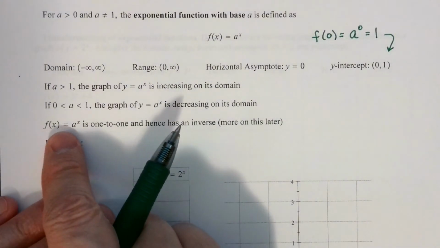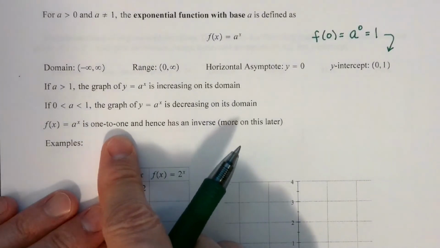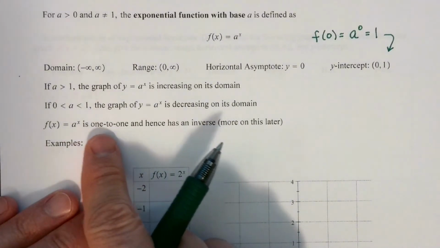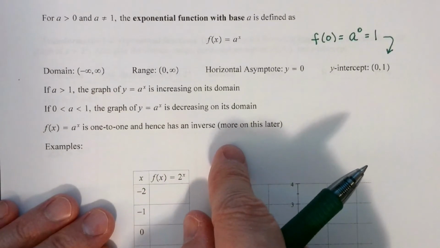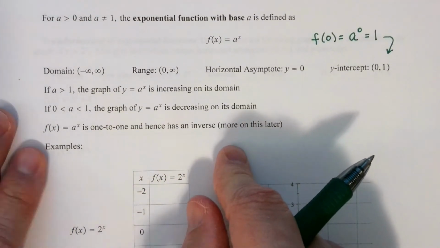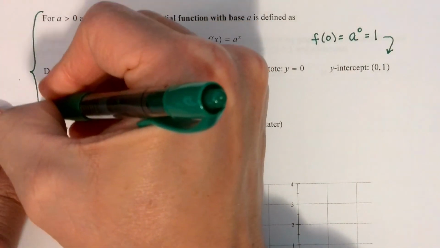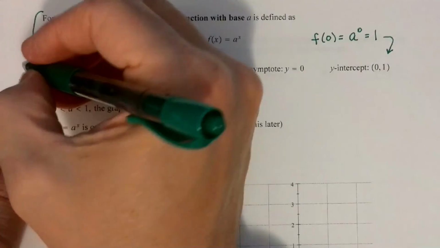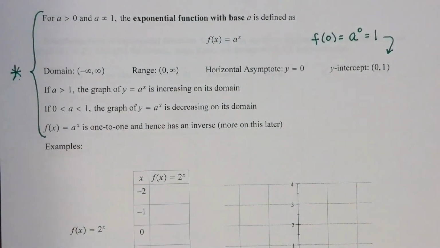Also, our function f of x equals A to the x is 1 to 1, if you remember from inverse functions. That's why I just talked about inverse functions. It's 1 to 1, and hence it has an inverse. And we're going to talk more about that when we talk about the logarithmic functions. Okay. It is essential for you to understand these facts. You need to know these facts about the exponential function.